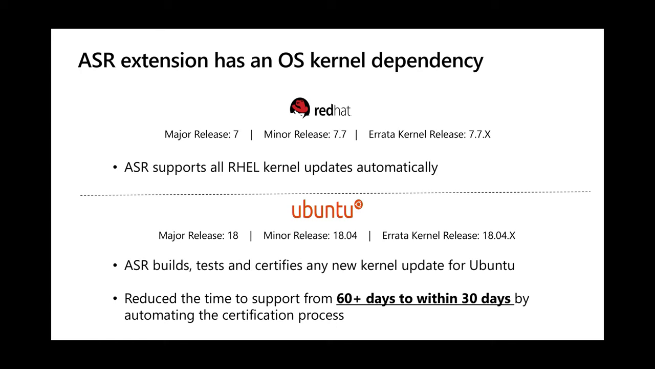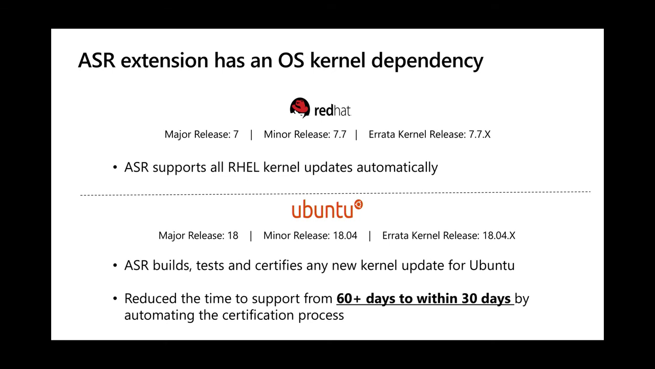Take the example of Red Hat Enterprise Linux. They follow the release cadence of major release, for example, 7, minor release 7.7, and they frequently release errata kernel updates. Whenever they release a kernel update, they also guarantee that there will not be any breaking changes, and any application that has taken a dependency on it continues to work fine. Because of that, whenever ASR certifies support for a major or a minor release, any kernel update that gets released later is automatically supported by ASR. Things sound simple and straightforward, right?